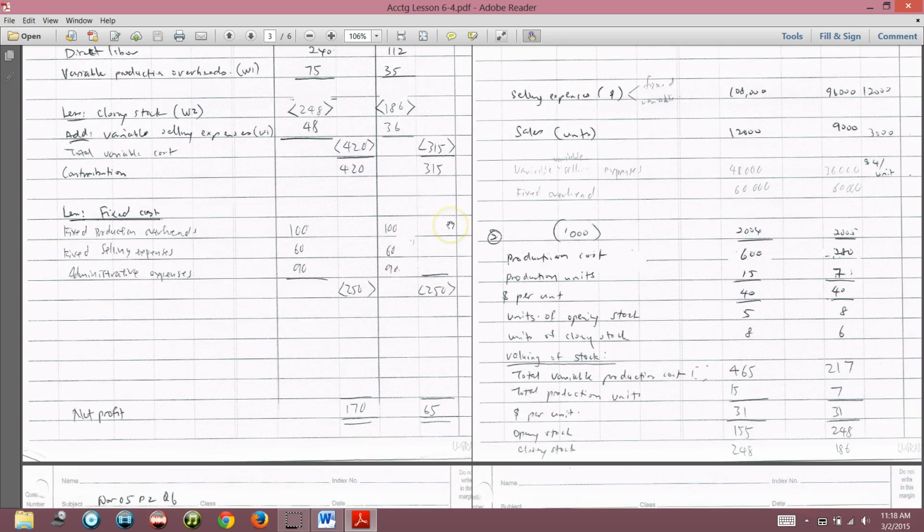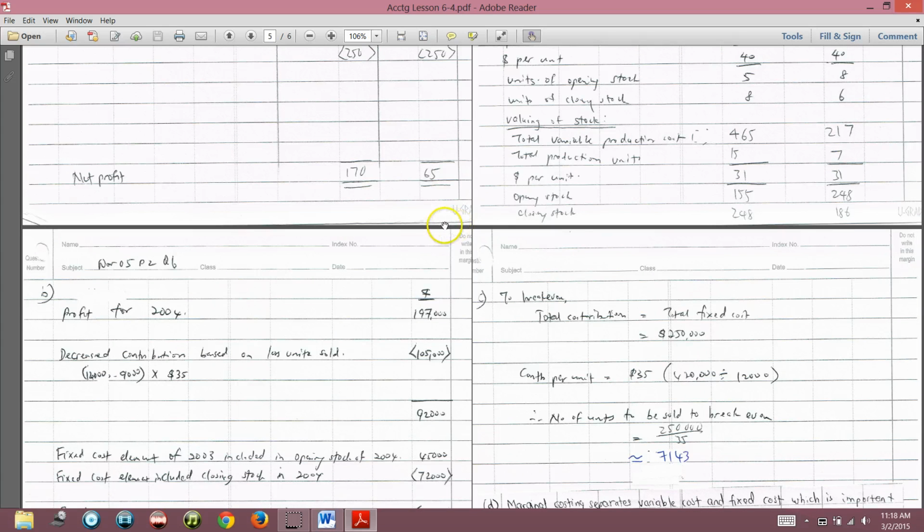Okay, so there are fewer. One of the reasons why the profit decreased is because there are fewer units sold. In 2004 the units sold were 12,000, and in 2005 the units sold were only 9,000. So the decrease in contribution as a result of fewer units sold would reduce the profit of 2004 to 92,000.